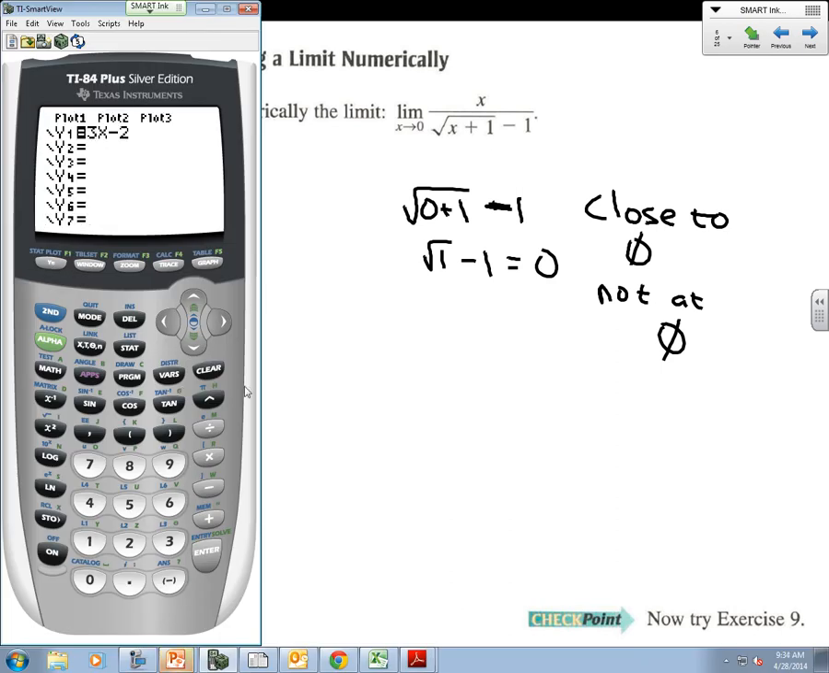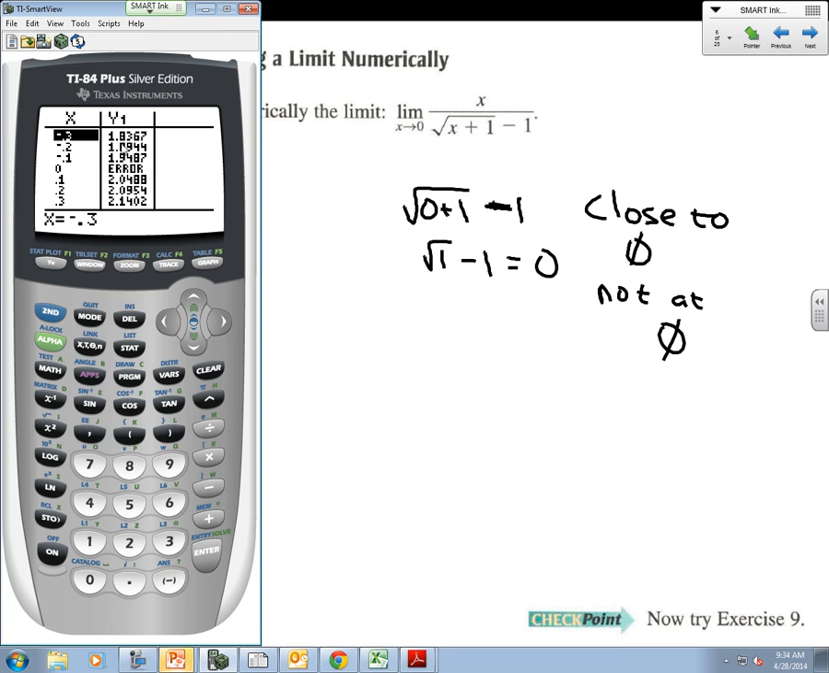Y equals x divided by, make sure we're putting this in parentheses, square root of x plus 1, and we'll close our parentheses there, and minus 1, and close our parentheses again. Let's go to our table set and make this a little bit less than 0, negative 0.3, and the table. And you can clearly see we've got an error here, right?